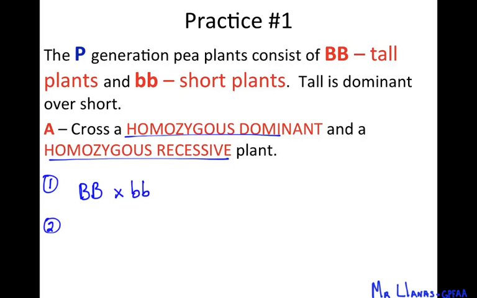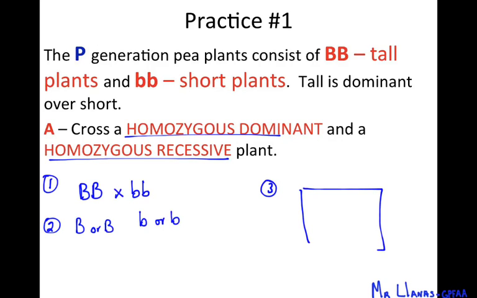Second step is to determine the alleles that parent can give to the offspring. Well, parent 1 can give a big B or a big B. That's its only option, right? Parent 2 can give a little b or another little b, and that's called independent assortment. Those are the only gametes that this parent can give, and it's independent, it's just random, okay? Once we know what gametes the parents can give, then we set up our Punnett square. We know this is step number 3.